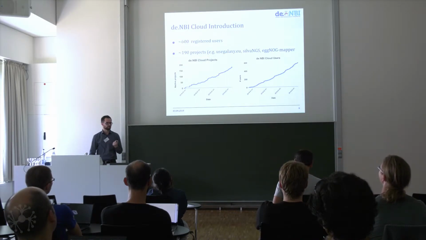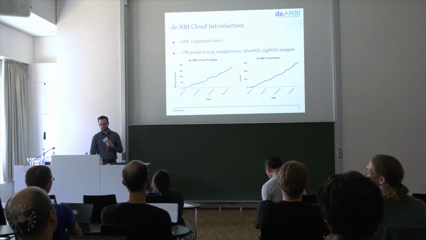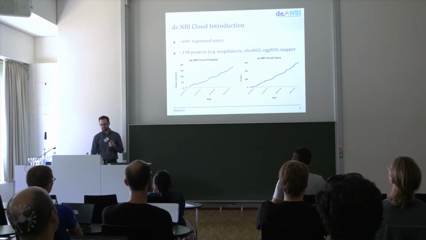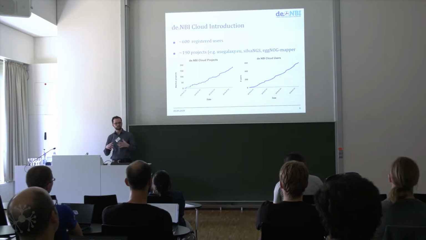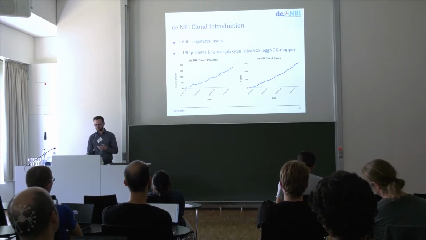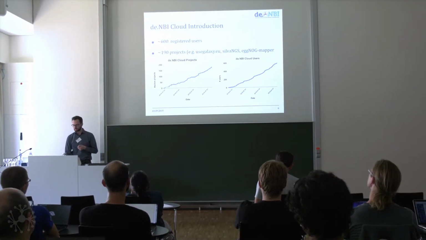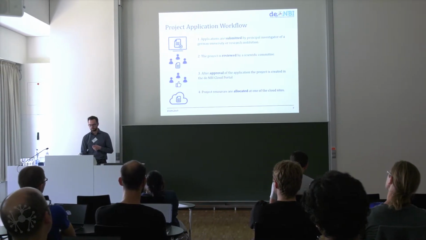Since the start, we have a growing number of users and projects. At the moment, we have about 600 registered users, most of them developers, and 190 projects. Among those projects, we have what we call science gateway projects. These are services, like web services, that are offered to other researchers. Examples here are Use Galaxy, Silva NGS and also the Eggnog Mapper. Two of them will be presented today, and Eggnog Mapper was presented last year at the first de.NBI Cloud user meeting.